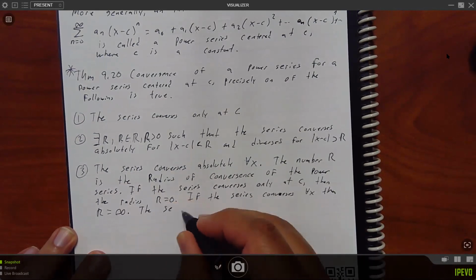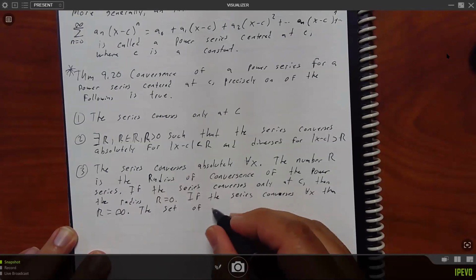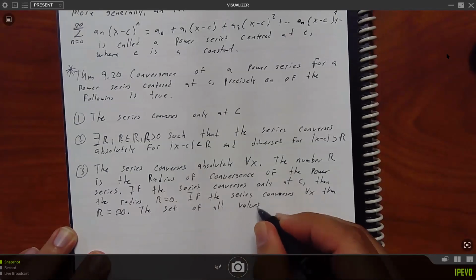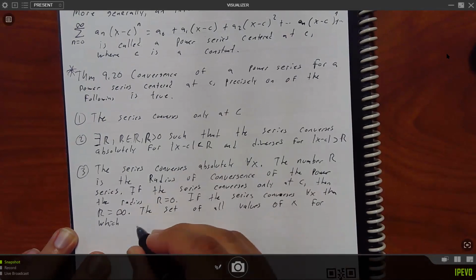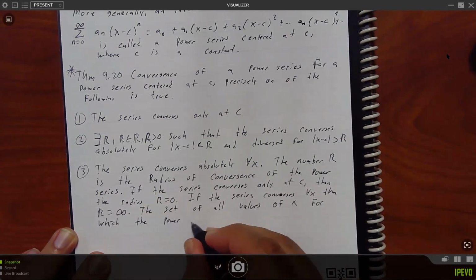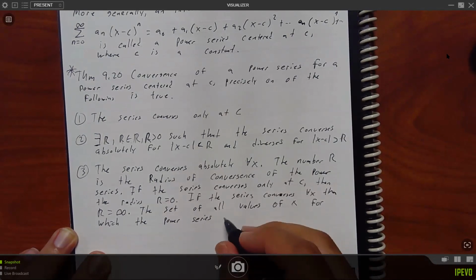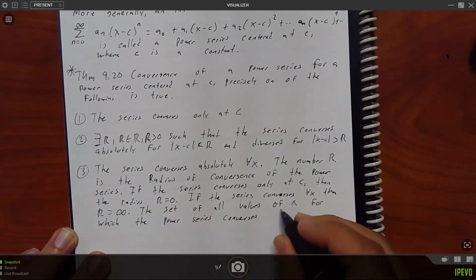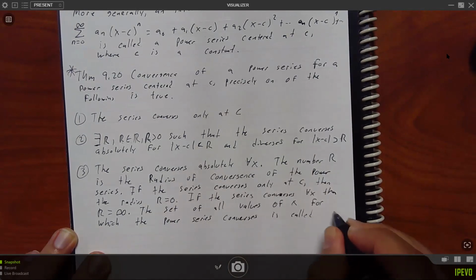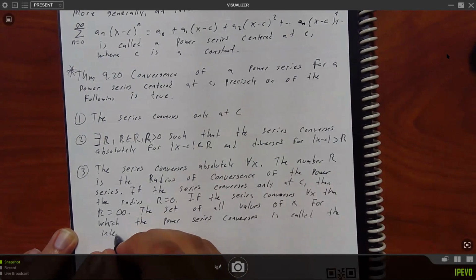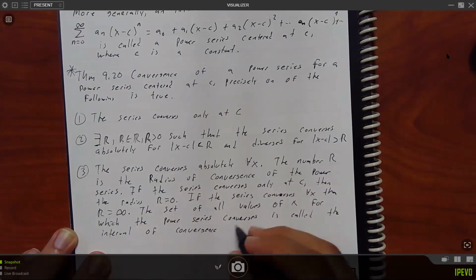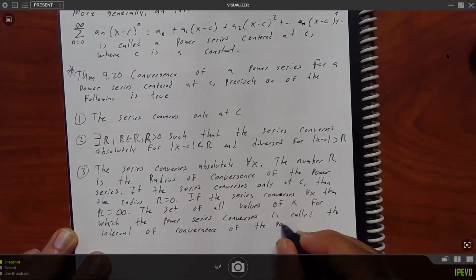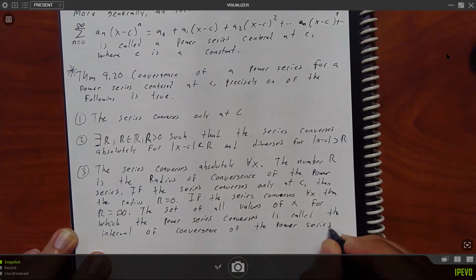And the set of all values of x for which the power series converges is called the interval of convergence of the power series. Okay.